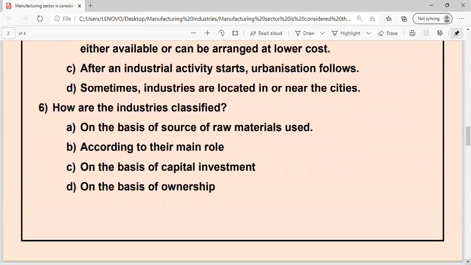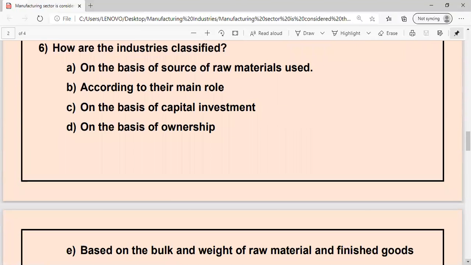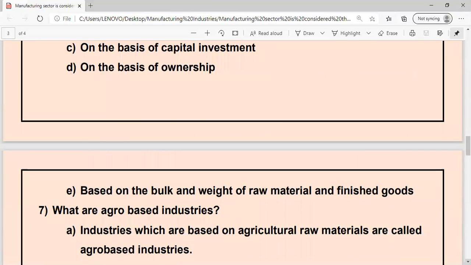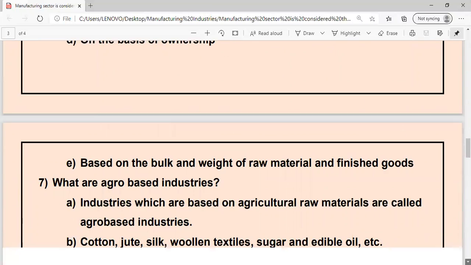Now, how are the industries classified? You can classify the industries on the basis of raw material, on the basis of their main role, on the basis of the capital investment, on the basis of ownership, on the basis of the bulk and weight of raw materials and finished goods.